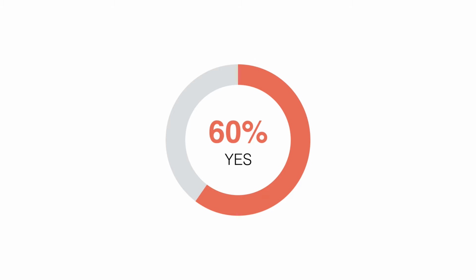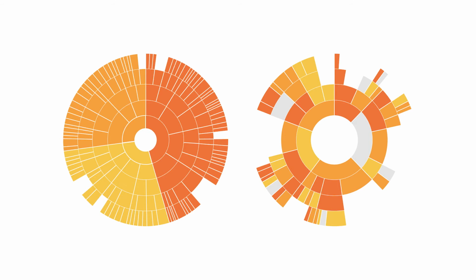Two charts similar to a donut chart are a pie chart and a sunburst diagram.